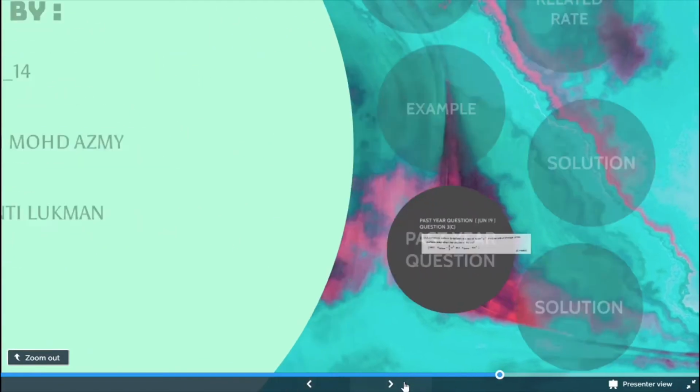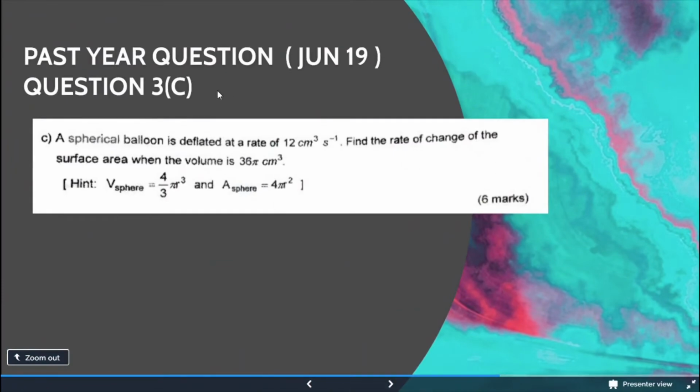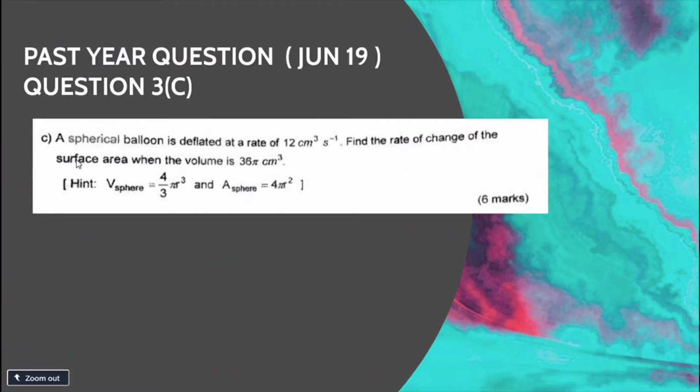So now is the past year questions, June 19, question 3C. A spherical balloon is deflated at a rate of 12 cm³ per second. Find the rate of change of the surface area when the volume is 36π cm³. Given here is the volume and area of a sphere.